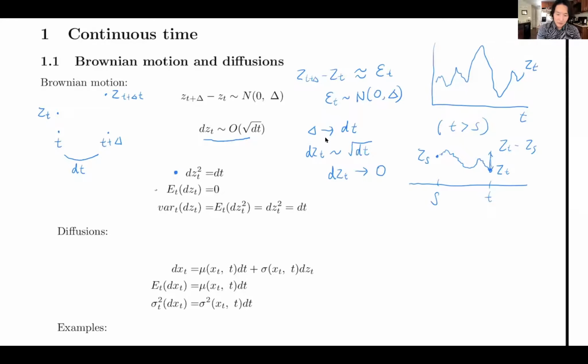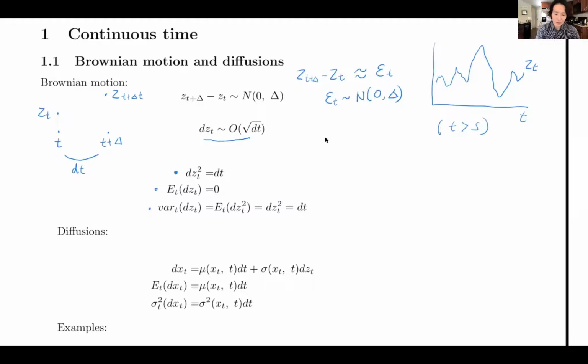So next two properties are also very important. Next two properties. So what are they? First, dzt. What is dzt here? So dzt is basically z t plus dt minus zt.